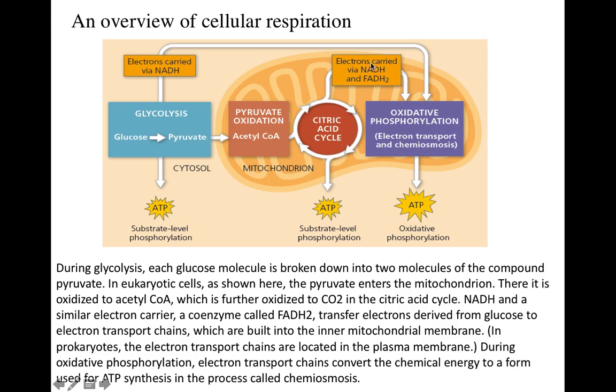NAD exists in two forms. One form is NAD plus, nicotinamide adenine dinucleotide, which is the oxidized form, and the second one is the reduced form of NAD, which is NADH. While FAD basically can exist in three or four forms, three forms at least. FAD, FADH, and FADH2. FAD is also known as quinone. FADH is known as semiquinone, and FADH2 is known as hydroxyquinone.